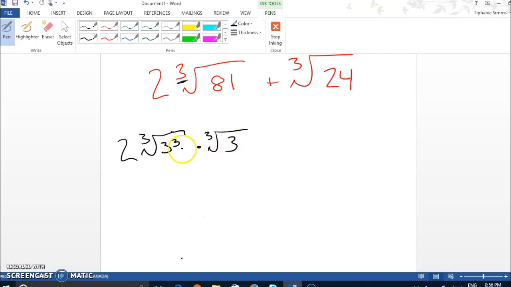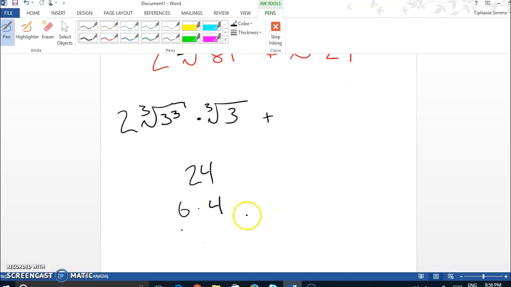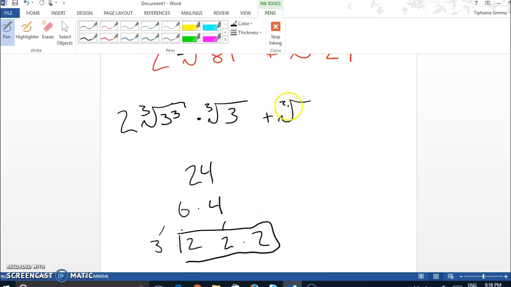The reason why I'm picking an exponent of 3 is because the index is 3, so all this will cancel eventually. Now with the cubed root of 24, we're going to do the same thing there. I'm going to do a prime factorization on 24. I'm going to go 6 times 4. 6 is 3 times 2, and 4 is 2 times 2. So again, there's my 3 2's. I'm going to pull those out. So this is going to be the cubed root of 2 cubed times my remaining 3, the cubed root of 3.